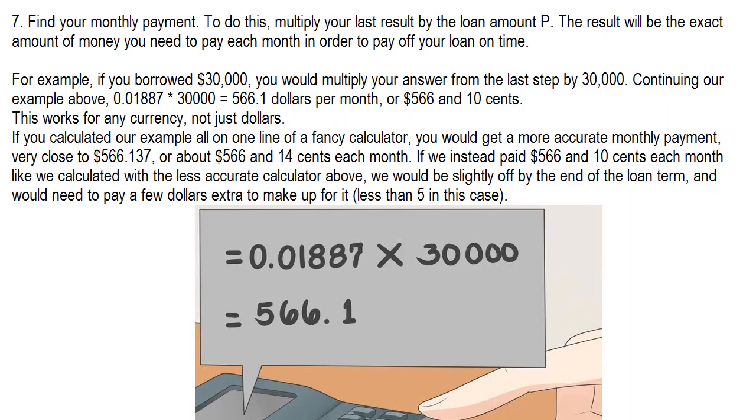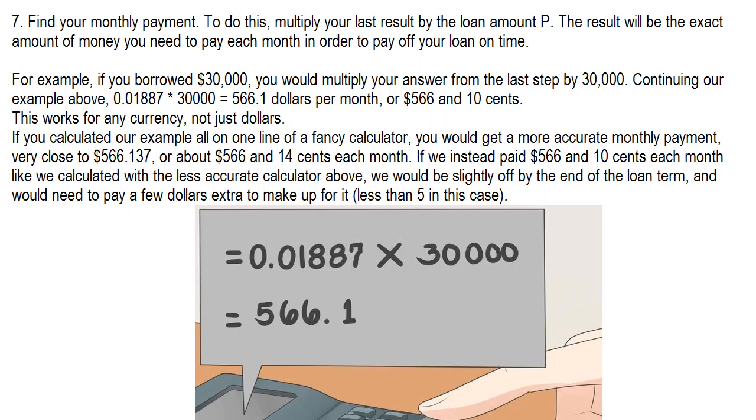7. Find your monthly payment. To do this, multiply your last result by the loan amount P. The result will be the exact amount of money you need to pay each month in order to pay off your loan on time. For example, if you borrowed $30,000, you would multiply your answer from the last step by 30,000. Continuing our example above, 0.01887 times 30,000 equals $566.1 per month, or $566.10. This works for any currency, not just dollars.